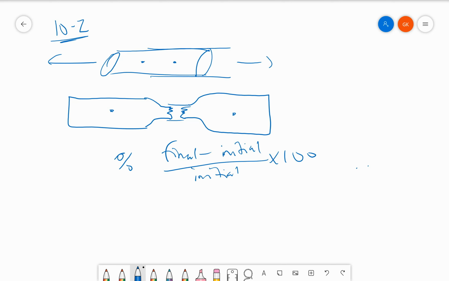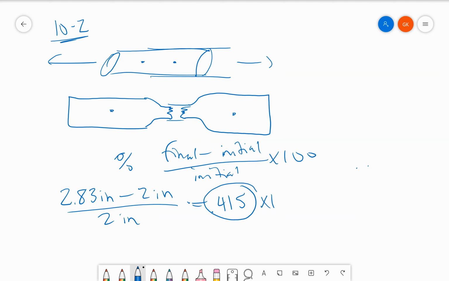So for percent elongation, we're going to do final minus initial length over the initial. So that would be 2.83 inches minus 2 inches all over 2 inches. 2 inches is my initial length. 2.83 inches is my final length. And if I calculate this correctly, what I'll get is 0.415. Now this is the fraction. I multiply that by 100, and that gives me 41.5%.